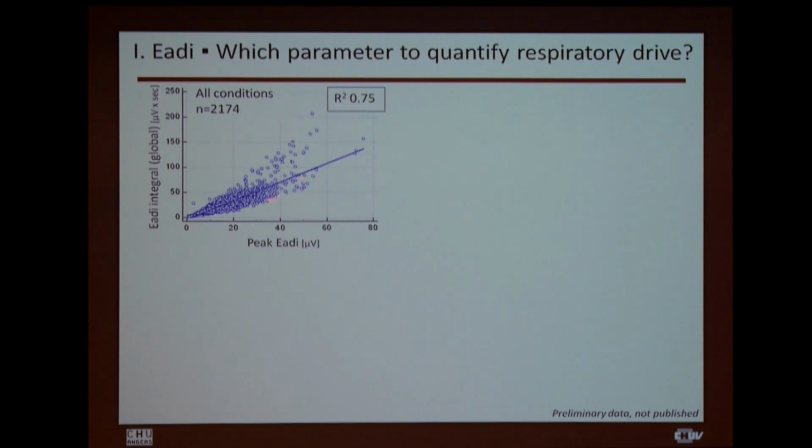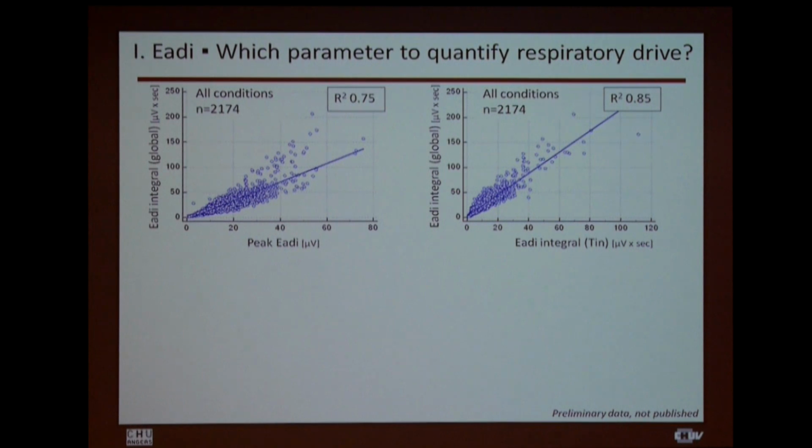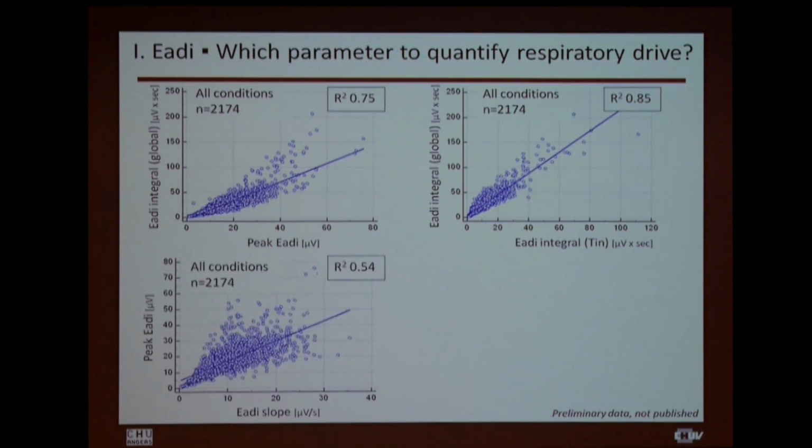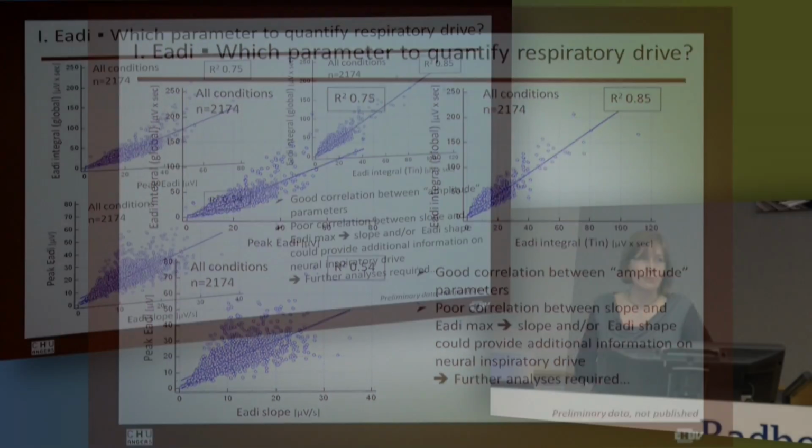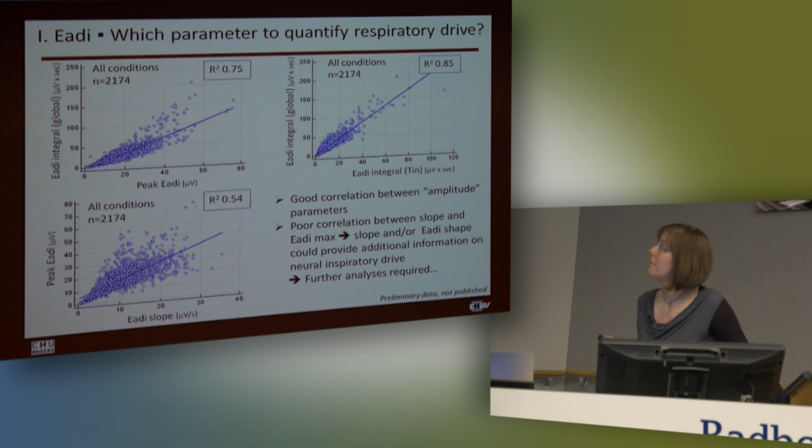We can see that the correlation between EADI integral as the global integral and peak EADI was good. The correlation between EADI integral, whole integral, and EADI integral limited to neural inspiratory time was also good. Oppositely, there was not a very good correlation between peak EADI and EADI slope. And this suggests that the slope and maybe more extensively the shape of EADI could be of interest to further explore the neural inspiratory drive, and this requires some additional analysis.